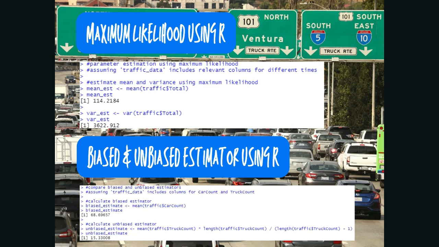And we can see that the biased estimator for the car count is 68.69657, and the unbiased estimator is 15.3300. The biased estimator for the car count may be influenced by the disproportionate representation of the car data, and the unbiased estimator adjusted for the truck count provides a more balanced estimate considering the sample size.